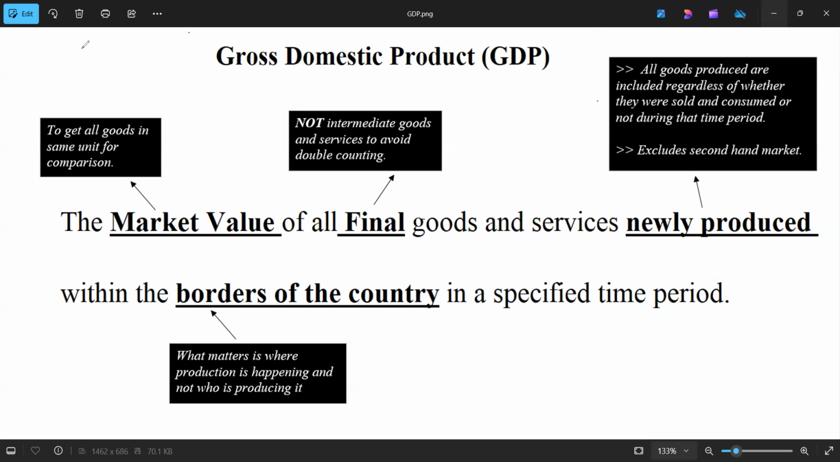So now the next thing I'm going to look at is how GDP only incorporates those goods and services which are produced within the borders of the country, regardless of whoever is producing them. So with GDP, it doesn't matter who is producing it. What matters is where the production is happening.